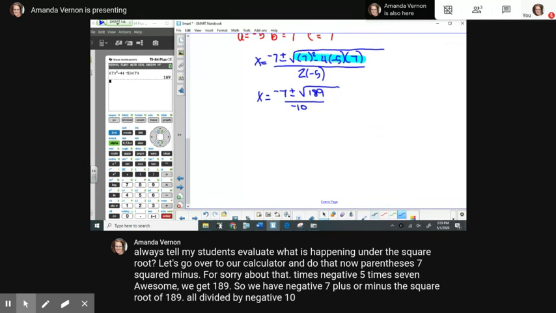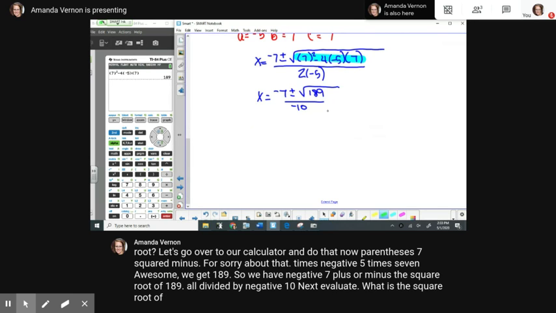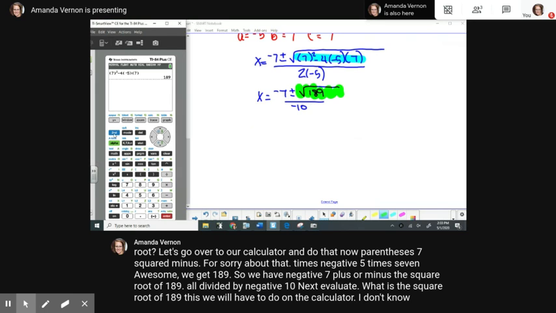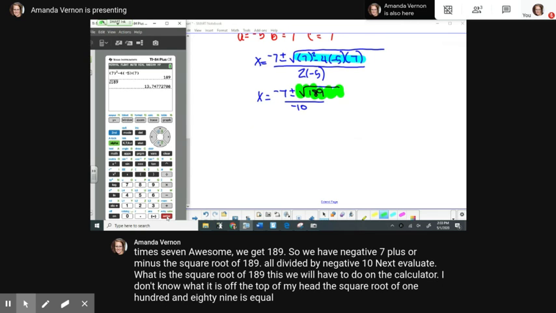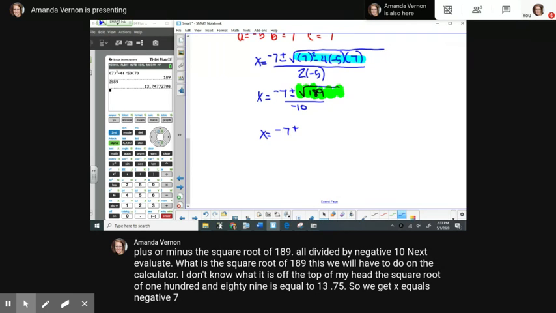Next, evaluate what is the square root of 189. This we will have to do on the calculator. I don't know what it is off the top of my head. The square root of 189 is equal to 13.75. So we get x equals -7 plus or minus 13.75, all divided by -10.